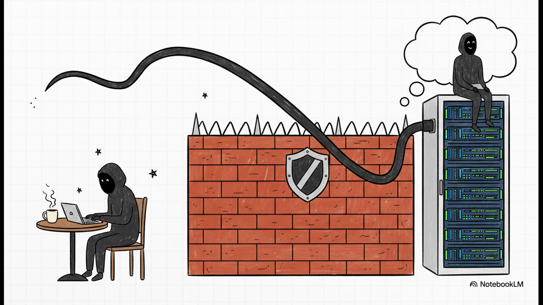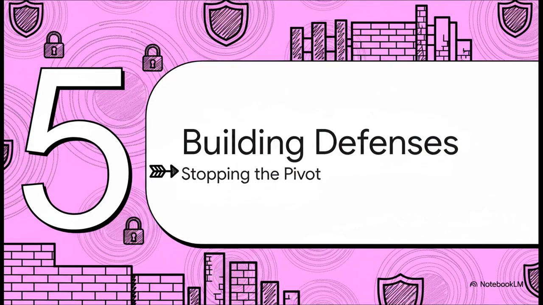To the HR database, it looks exactly as if the hacker's laptop was physically plugged into the wall, sitting right there inside the corporate data center. The entire perimeter security has been completely bypassed. Crazy, right? So, Section 5, building unbreakable defenses, stopping the pivot.